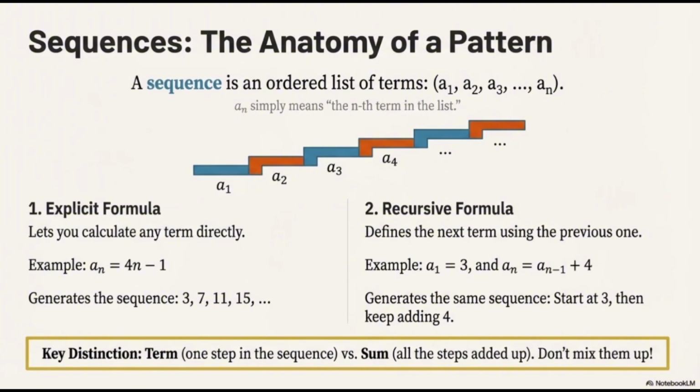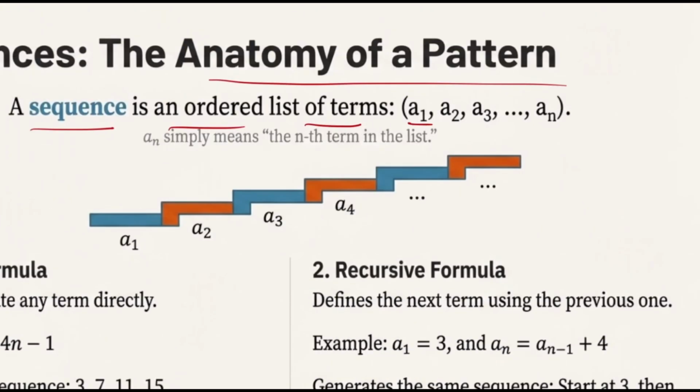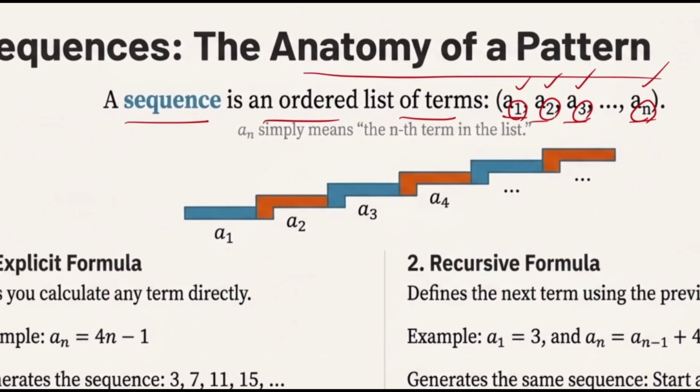What is a sequence? The anatomy of a pattern. A sequence is an ordered list of terms, for instance a1, a2, a3, and an. You see these indexes? They tell you at what specific step you are: the first step, the second step, the third step, and the final step. So an simply means the nth term in the list itself.